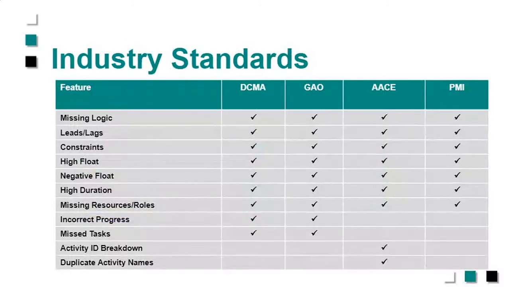Now, there are many standards out in the business environment. There's lots of different standards. A very common one is DCMA, the GAO, AEC, and PMI. And this P6-QA will fit the bill on the bulk of what those different standards are asking for. And worst case, if you've got some of your own, we can always add them to the system.